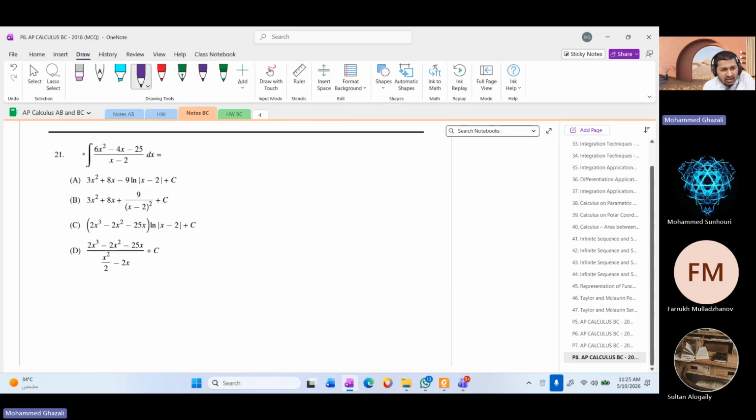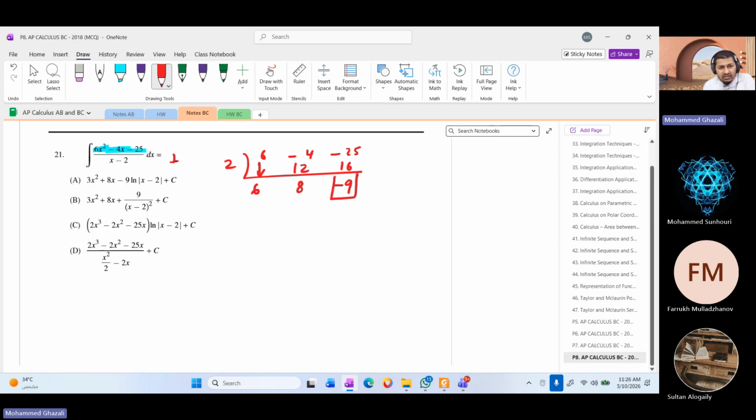Right, let's look at this. 6x squared minus 4x minus 25 over x minus 2. Obviously, the numerator is bigger, so we're going to do synthetic division. So put 6, minus 4, minus 25, put a 2 outside. Bring down the 6. 2 times 6 is 12. Add it up, you get 8. 2 times 8 is 16. Add it up, you get negative 9. Do you get negative 9? Yes, we do. That's the remainder, and that's the quotient.